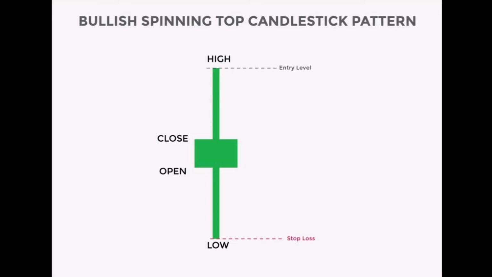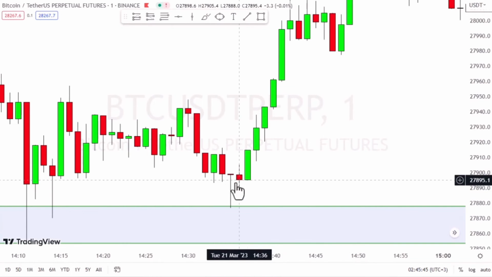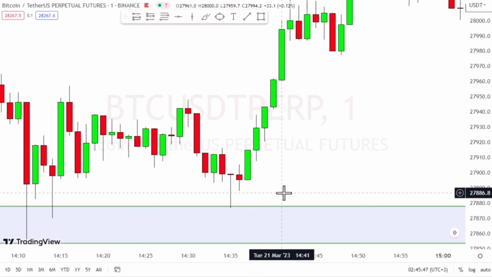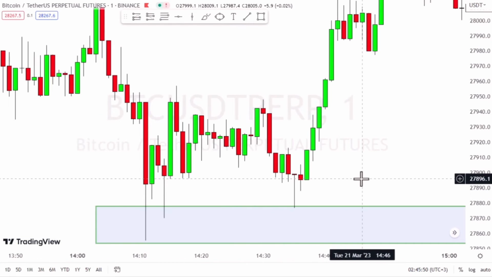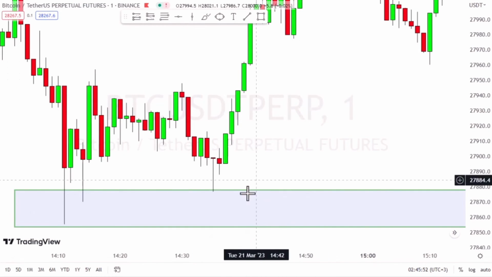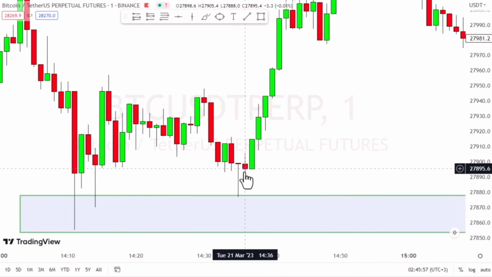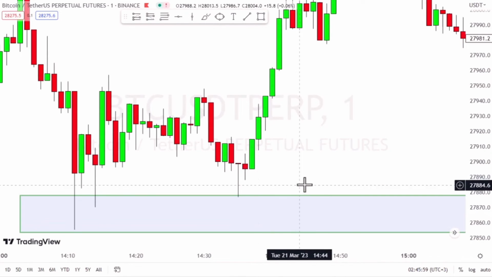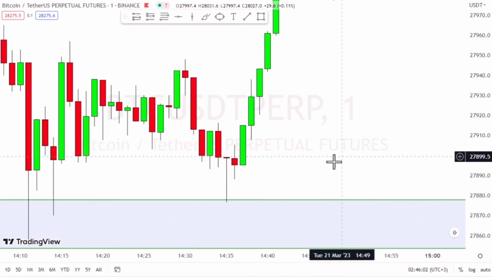Let's go to the chart and find some examples for this one too. So as I said before, the color of the candles when we look for them is not really important. The important part is to find and determine the support and resistance levels correctly, and then the color of the candles is not that important.